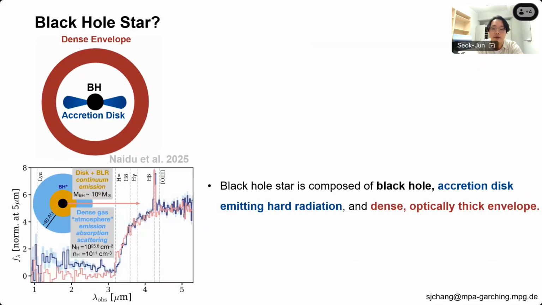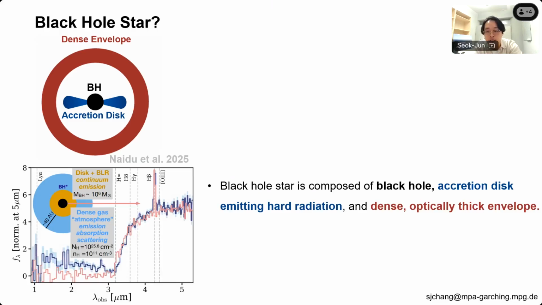Another scenario is in the Naidu et al. 2025 paper. They propose that the little red dot, the LRD, is a kind of black hole star. They suggest that it is composed of a massive black hole and an accretion disk emitting hot radiation like an AGN, but there's no broad line. This accretion disk and black hole are surrounded by a dense, optically thick envelope.